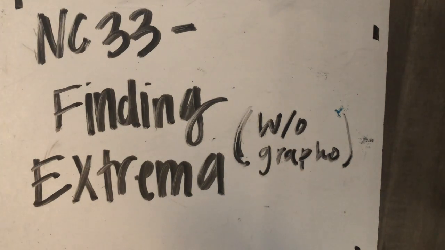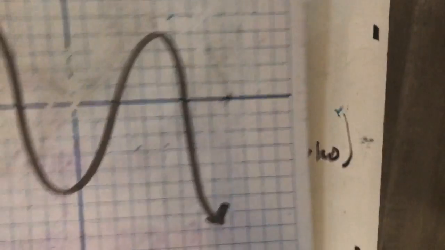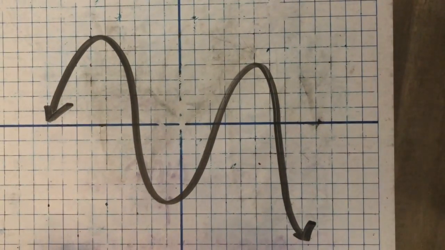Here we go. It is time for topic number 33, finding extrema without the graphs. So the last few we've talked about finding global and local extrema. Remember, global being the highest and the lowest, minimums and maximums, and then our local just being any minimum or maximum in a local place. Today we're going to talk about how we find them when we don't have the graph, okay? In order to talk about that, ironically, we're going to look at a graph.